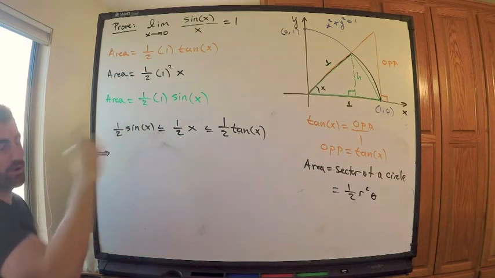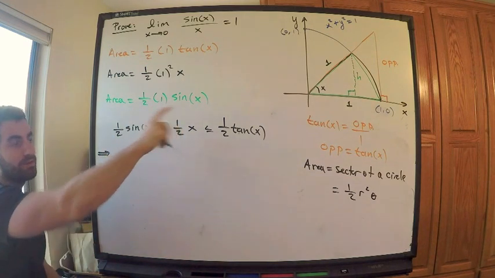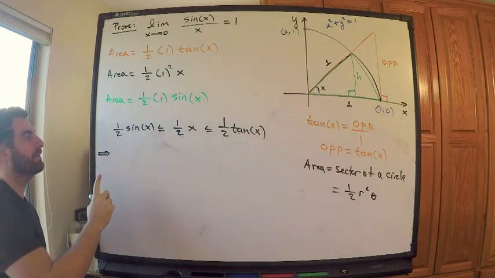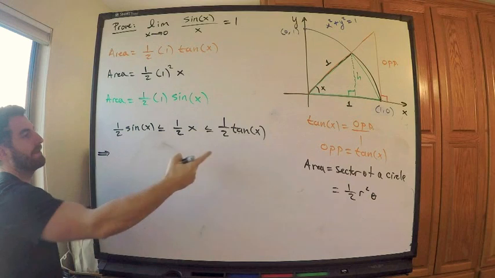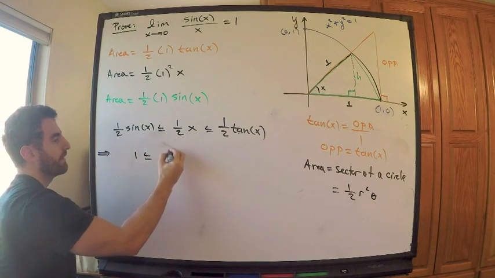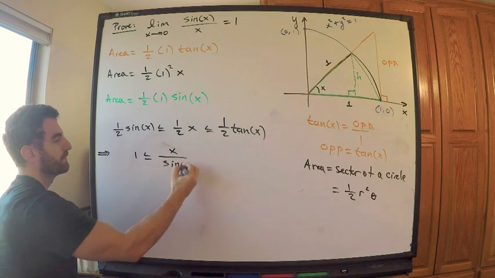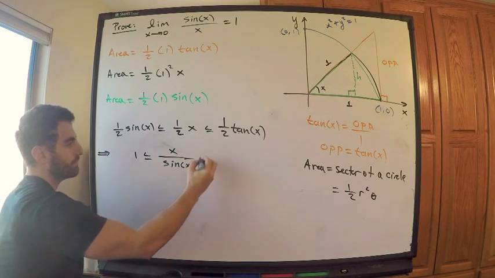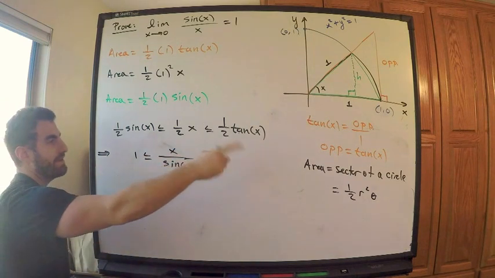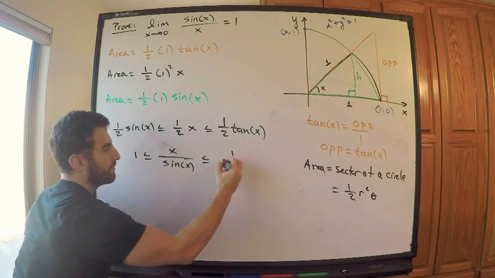Sine of x is in quadrant 1 here, right? x is in quadrant 1, which means I can divide by sine of x. I'm not dividing by a negative, so I don't have to switch the inequality. So if I multiply by 2 and divide by sine x, 1 is less than or equal to x over sine x, which is less than or equal to tangent, which is sine over cosine. I divided by sine, so this is just 1 over cosine.